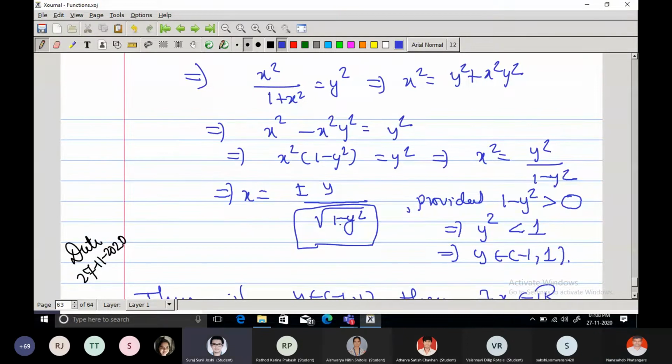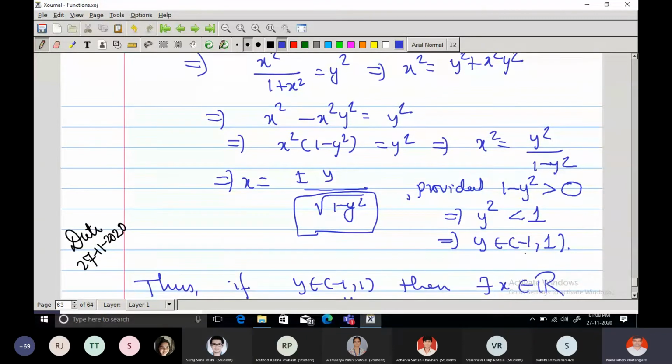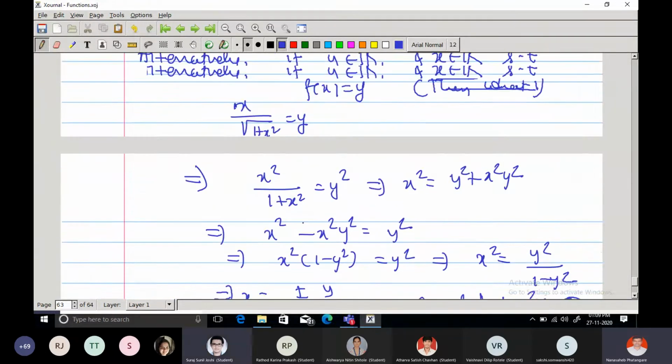Only on the positive real numbers, so 1 minus y square is positive. That means y square is less than 1, which means y is between -1 and 1, right? So for y in the codomain, it is possible to get a preimage if and only if y is between -1 and 1. That is what we discovered yesterday, right? Okay, sir.